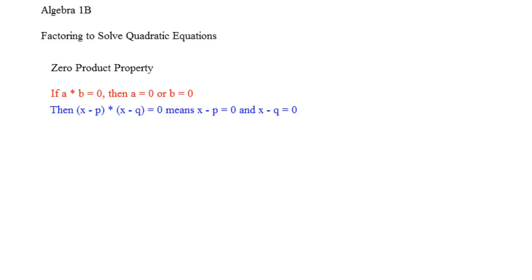Alright, so today we'll be talking about factoring to solve quadratic equations. Okay, so first off I'm going to introduce the zero product property.